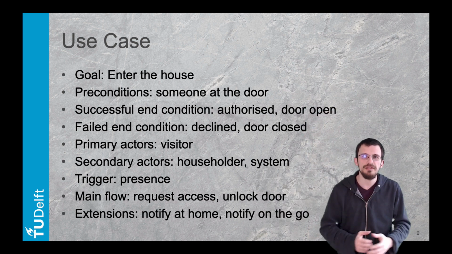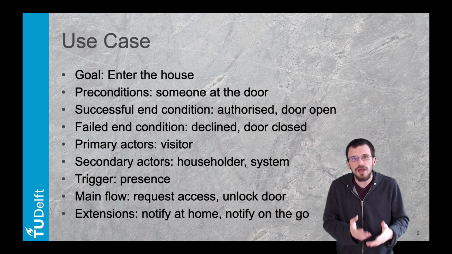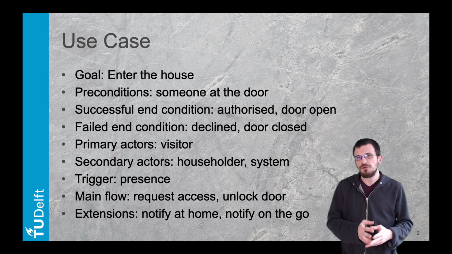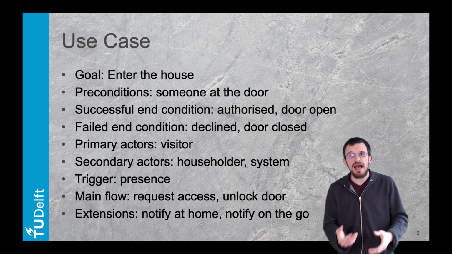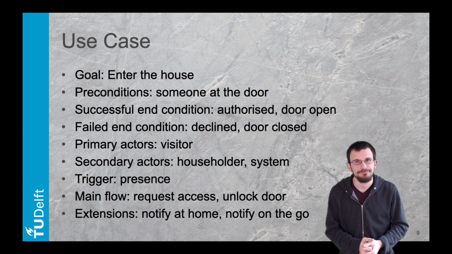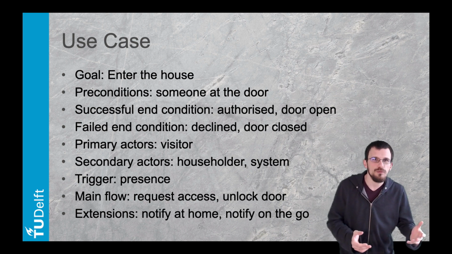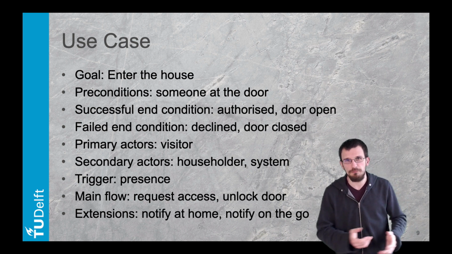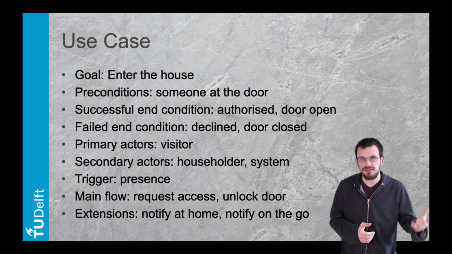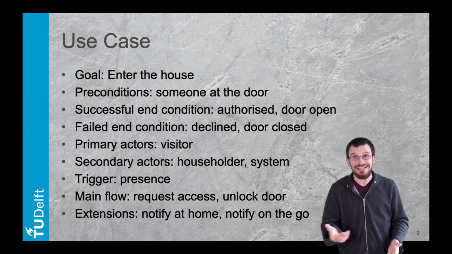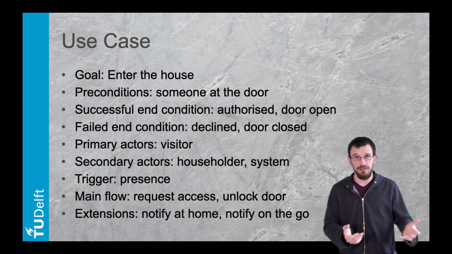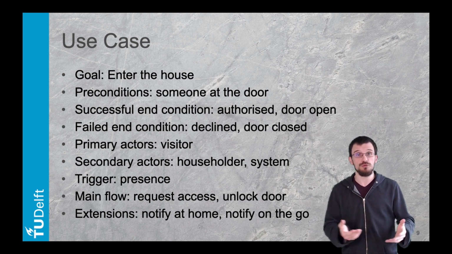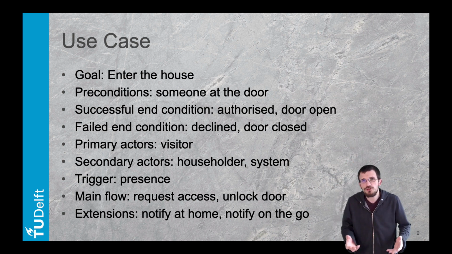Looking back at the doorbell example, a goal could be to enter the house. For this, we need someone at the door willing to enter. This could end with this person being authorized with an open door or declined access, in which case the door would remain closed. Here we have the notion of actors.